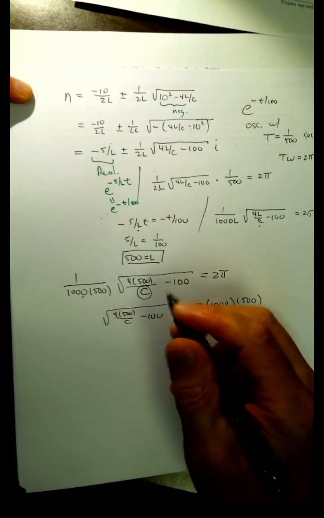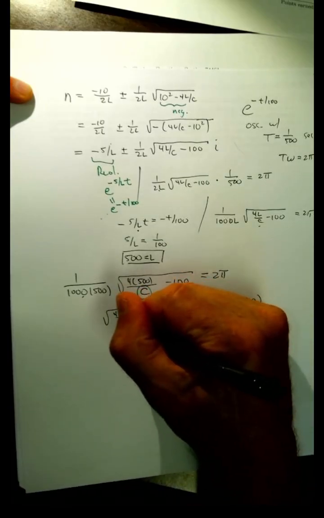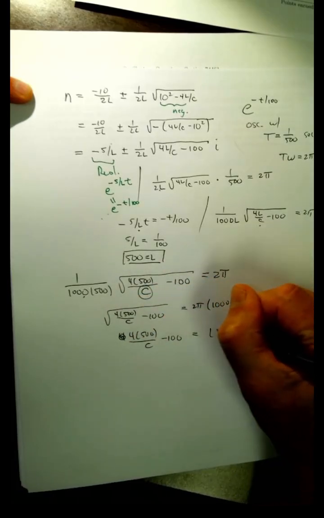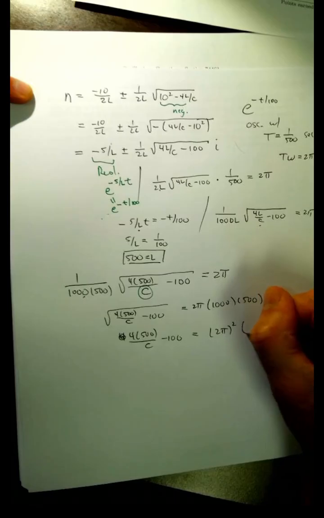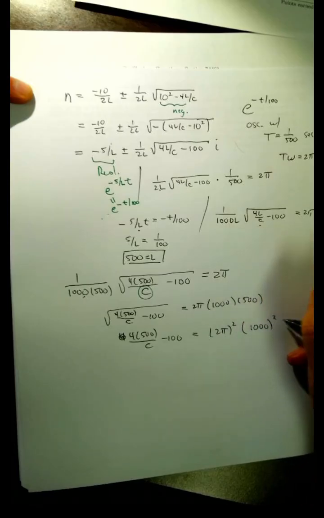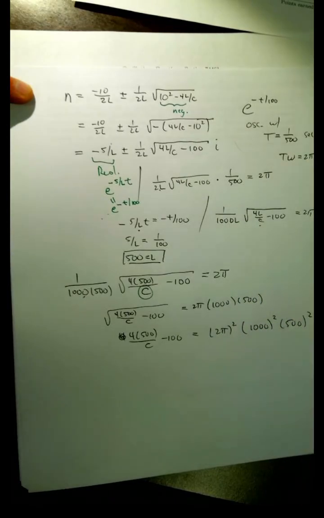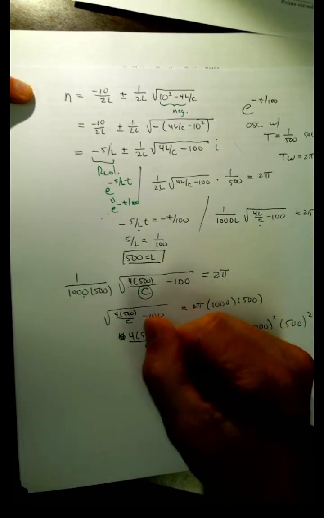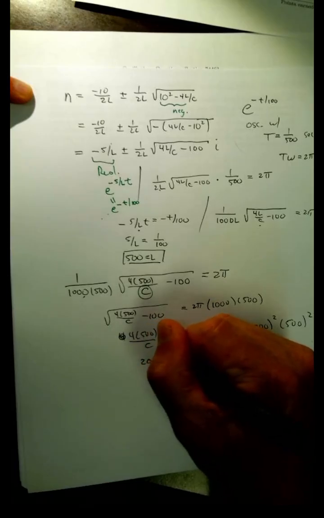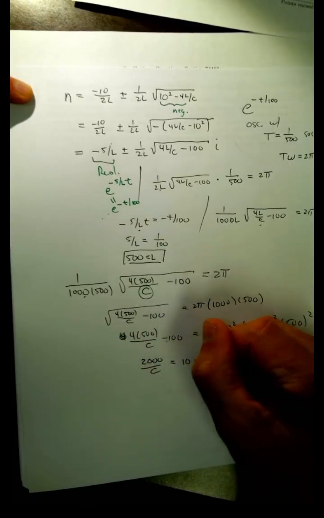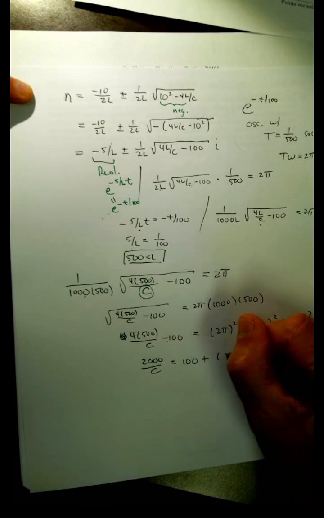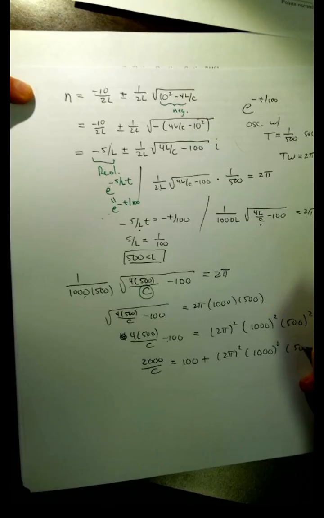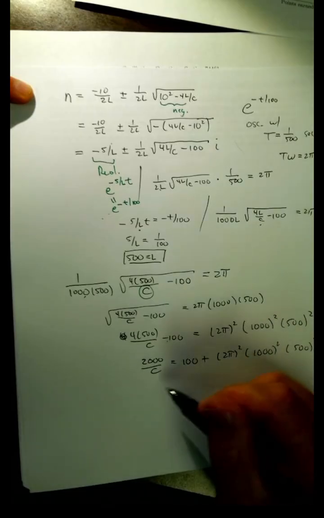I'm going to square both sides to get rid of the square root. So 4 times 500 over C minus 100 is going to give me 2 pi squared times 1,000 squared times 500 squared. Let me add 100 to both sides. So I can write 4 times 500 is 2,000. So I get 100 plus 2 pi squared times 1,000 squared times 500 squared.